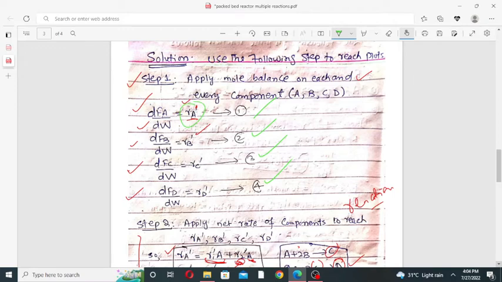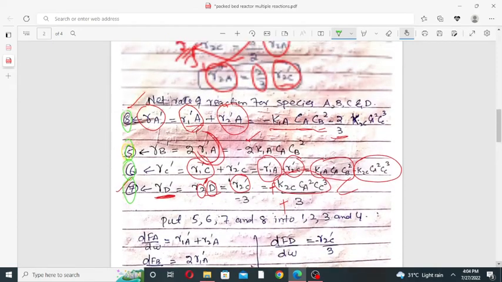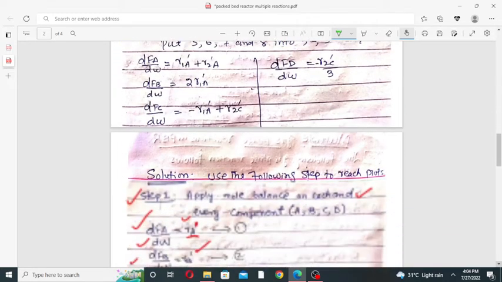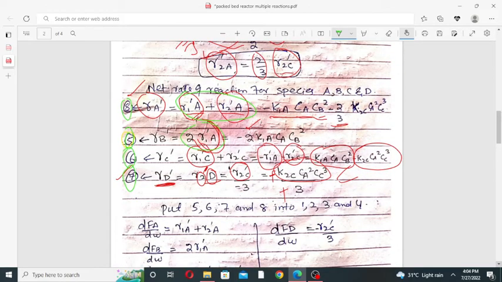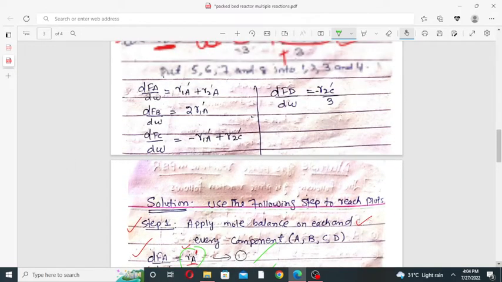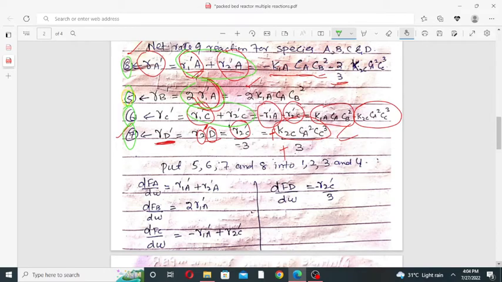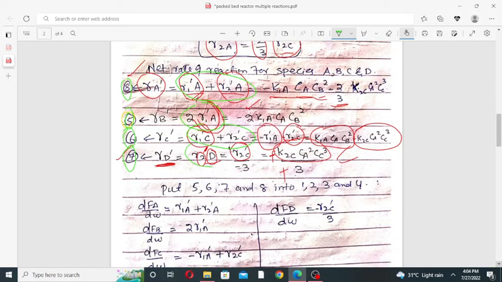So this is RA dash, and as you can see RA dash is equal to this one. Similarly RB dash, the value of RB dash is this one. RC dash from equation number 3 is equal to this one, and RD dash from equation number 4 is equal to R2D dash, and R2D dash is equal to R2C dash divided by minus 3.